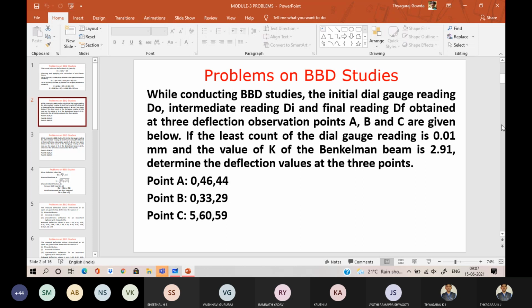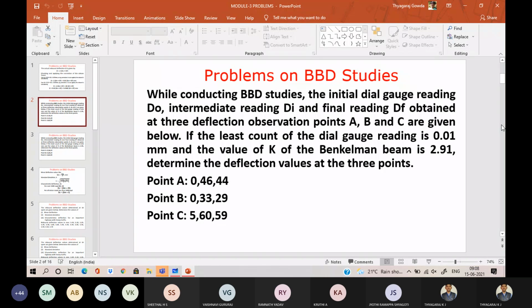So at 3 points you are going to conduct A, B, C, and the dial gauge readings are recorded here. That is 0, 46, 44, 5, 60, and 59. So D0 is the 0 value, DI is 46, DF is 44. As the truck moves forward, the readings are going to decrease. I told you that it will be moving in a reverse direction, hence it is called rebound deflection.